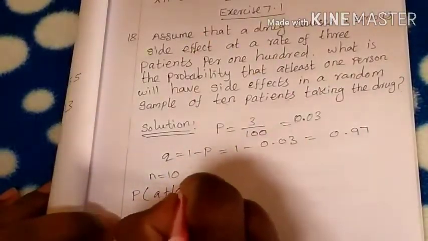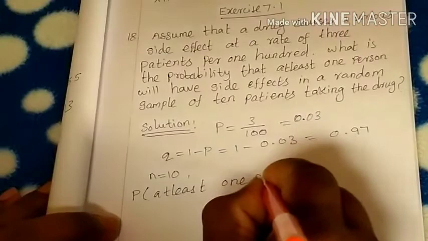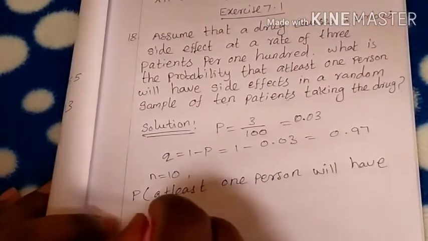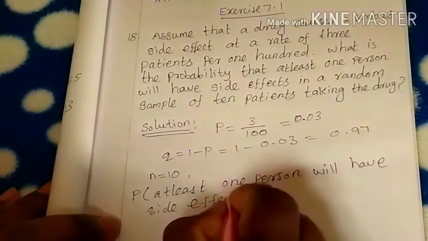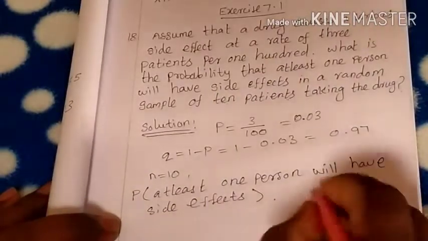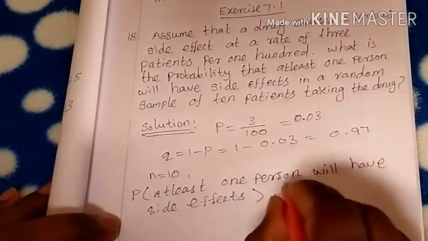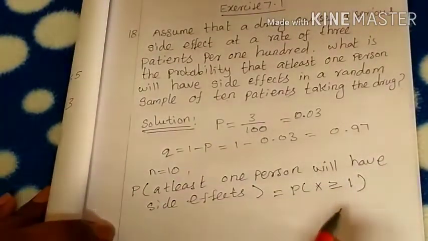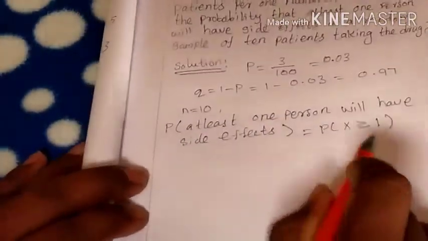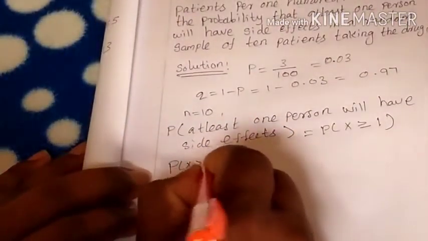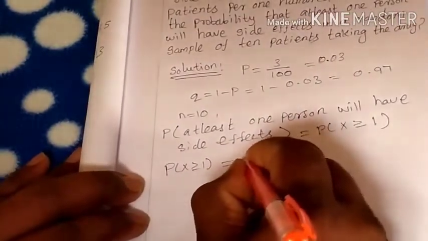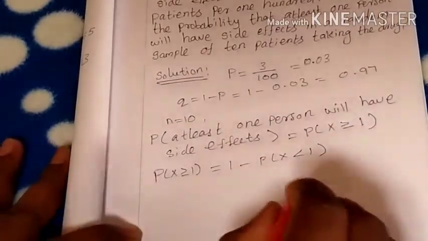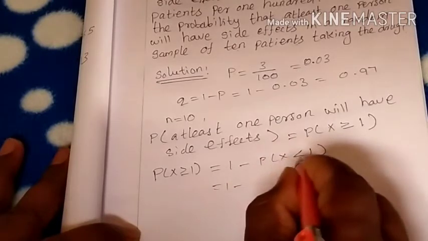So the probability of at least one person having a side effect is equal to P of x, where at least represents the greater than or equal to sign. At least one person: P of x greater than or equal to 1. Have you understood the steps? We already know P of x greater than or equal to 1 can be written in the form of 1 minus P of x less than 1.